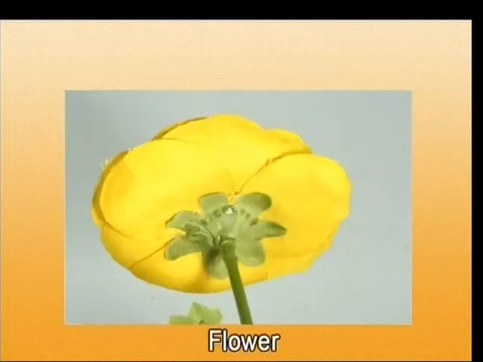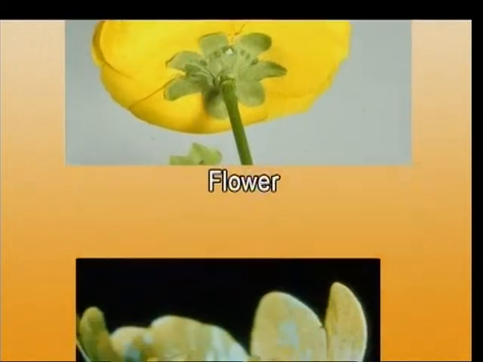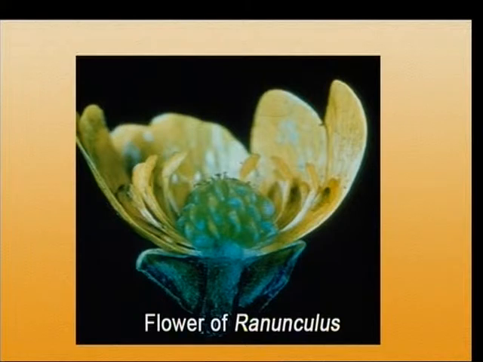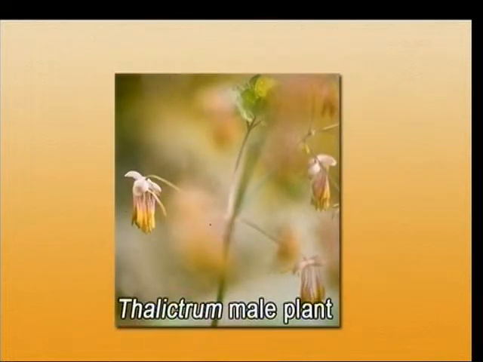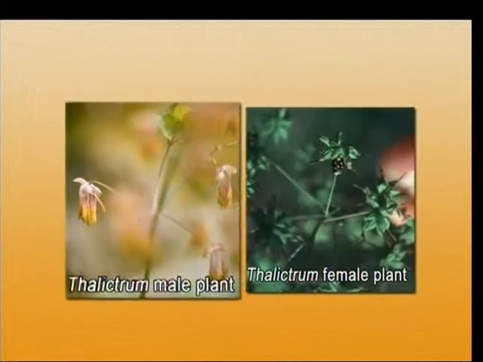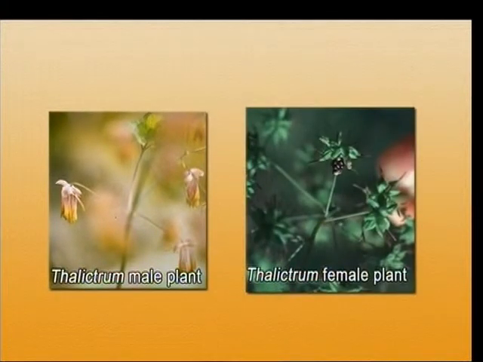Now coming to the actual flower, the individual flower. Flowers here are bracteate, bracteolate, and pedicellate. Pedicellate means that all the flowers have a stalk. The flowers here are mostly bisexual. That means both male and female parts are borne on the same flower. But there is an exception in the case of Thalictrum, where it is unisexual. That means you have separate male and female flowers.